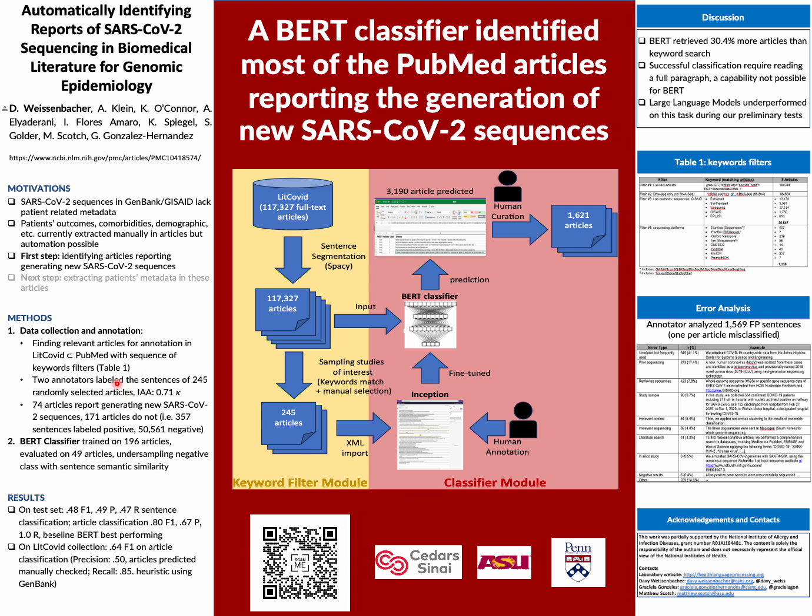75 articles of our 245 were annotated by both annotators to compute the inter-annotator agreement, which was very high, with a 1.0 Cohen's kappa score at the article level. That is, they both agree that in at least one sentence in the article the author reported generating new sequences, and 0.71 at the sentence level. Our corpus is very imbalanced, with 74 articles reporting new sequences and 171 which do not, and this translates at the sentence level as only 357 sentences labeled positive for 50,000 negatives.